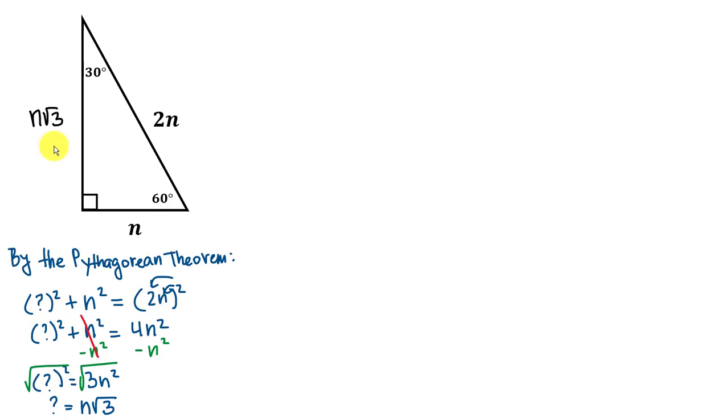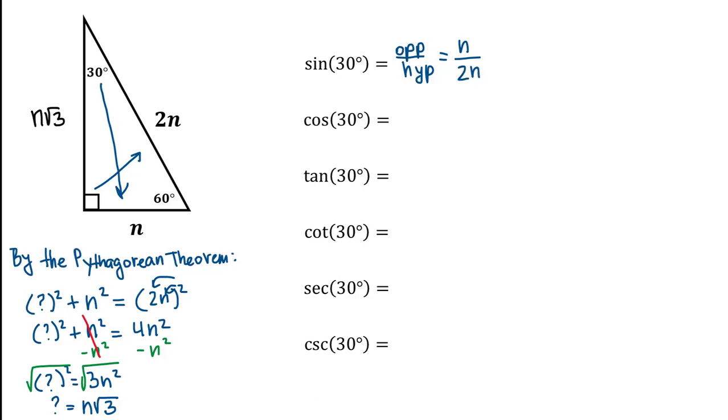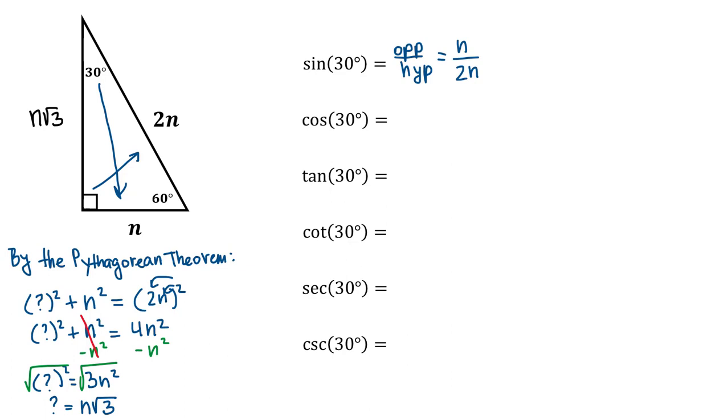With that, we're ready to find trigonometric function values. Let's start with 30-degree angle. So sine of any angle is the ratio of the opposite side to hypotenuse. Okay, so for 30-degree angle, the opposite side is n, and hypotenuse in that triangle is 2n. So I got n over 2n, but I can simplify this fraction. I can divide out n, and I'll get 1/2. So sine of 30-degree angle is 1/2.